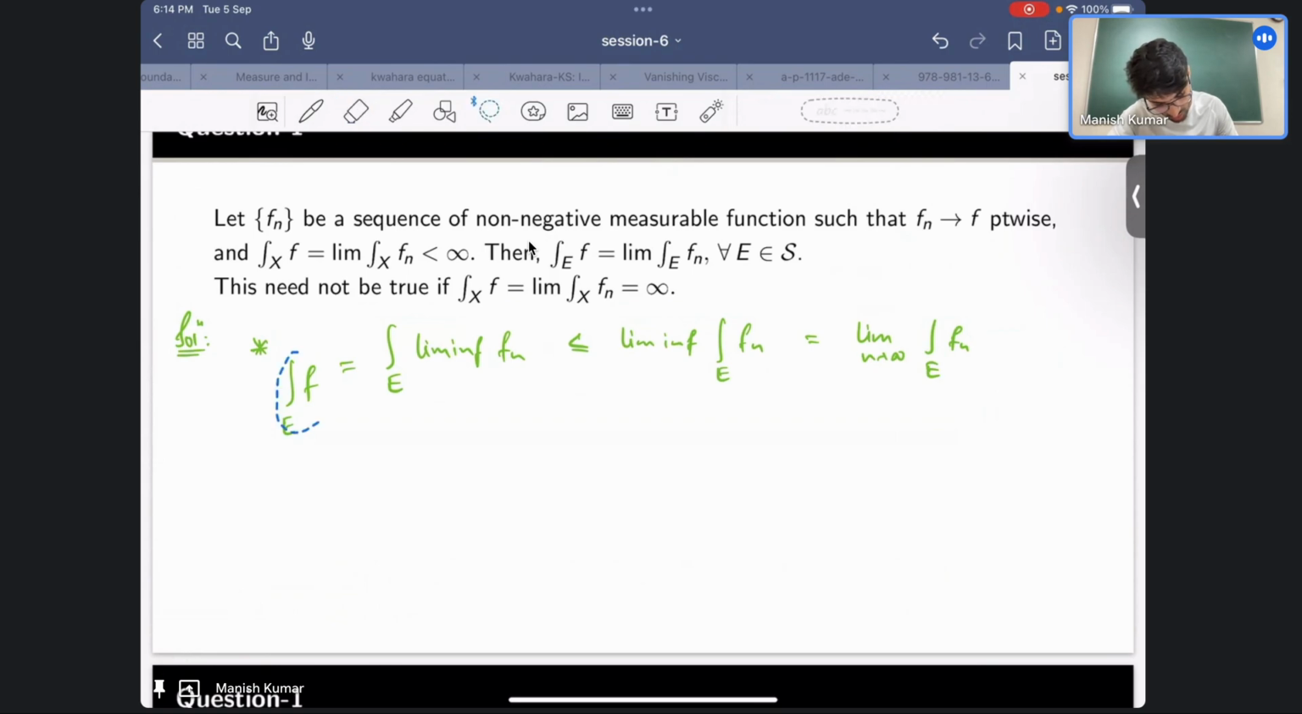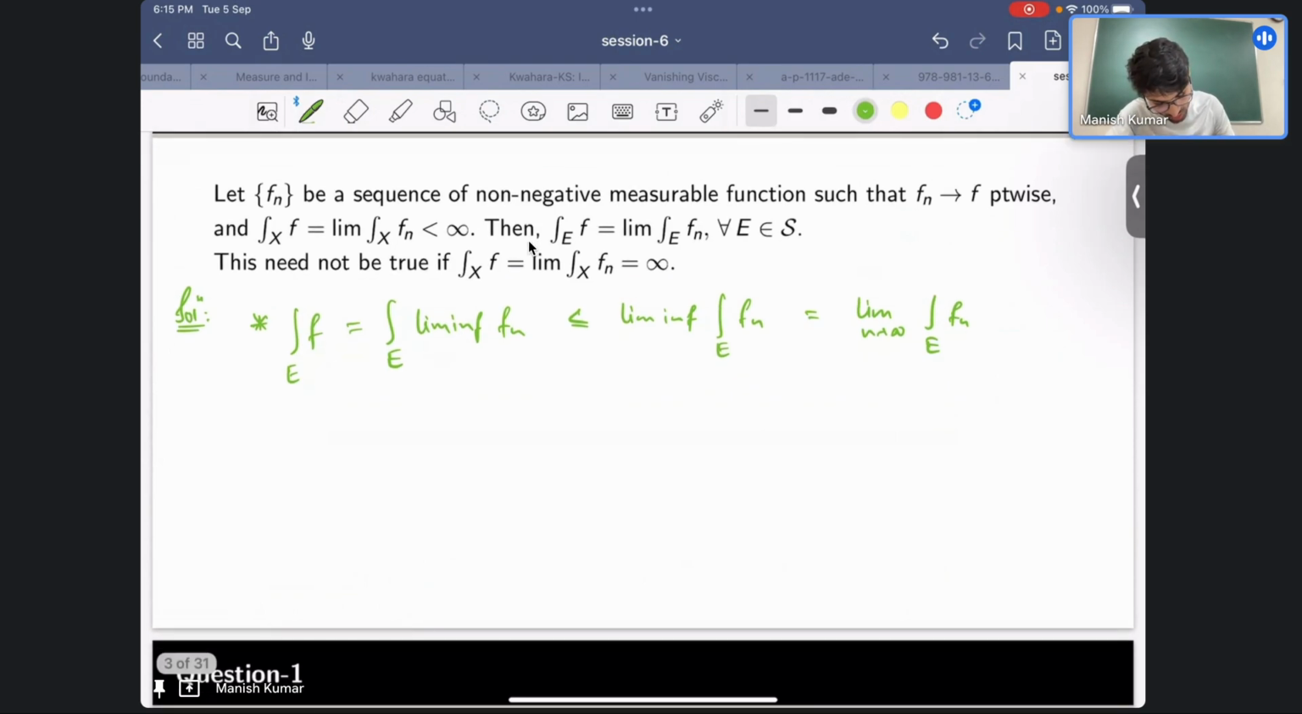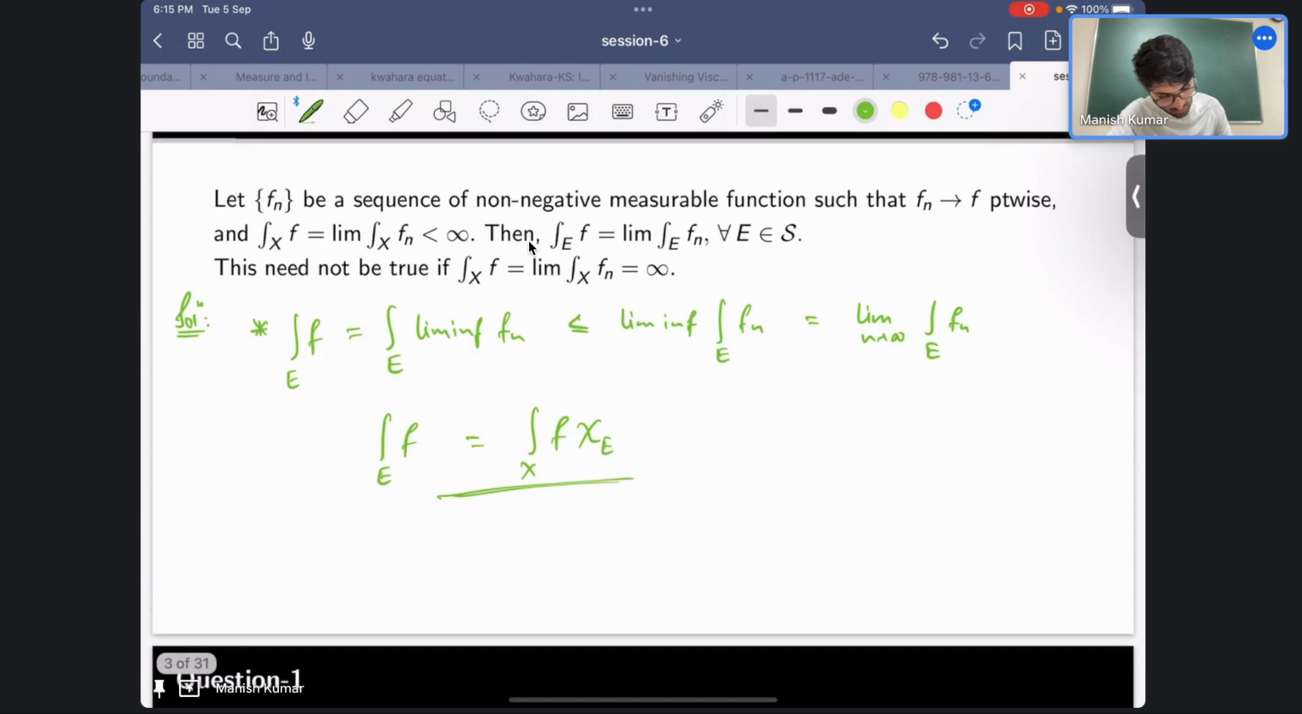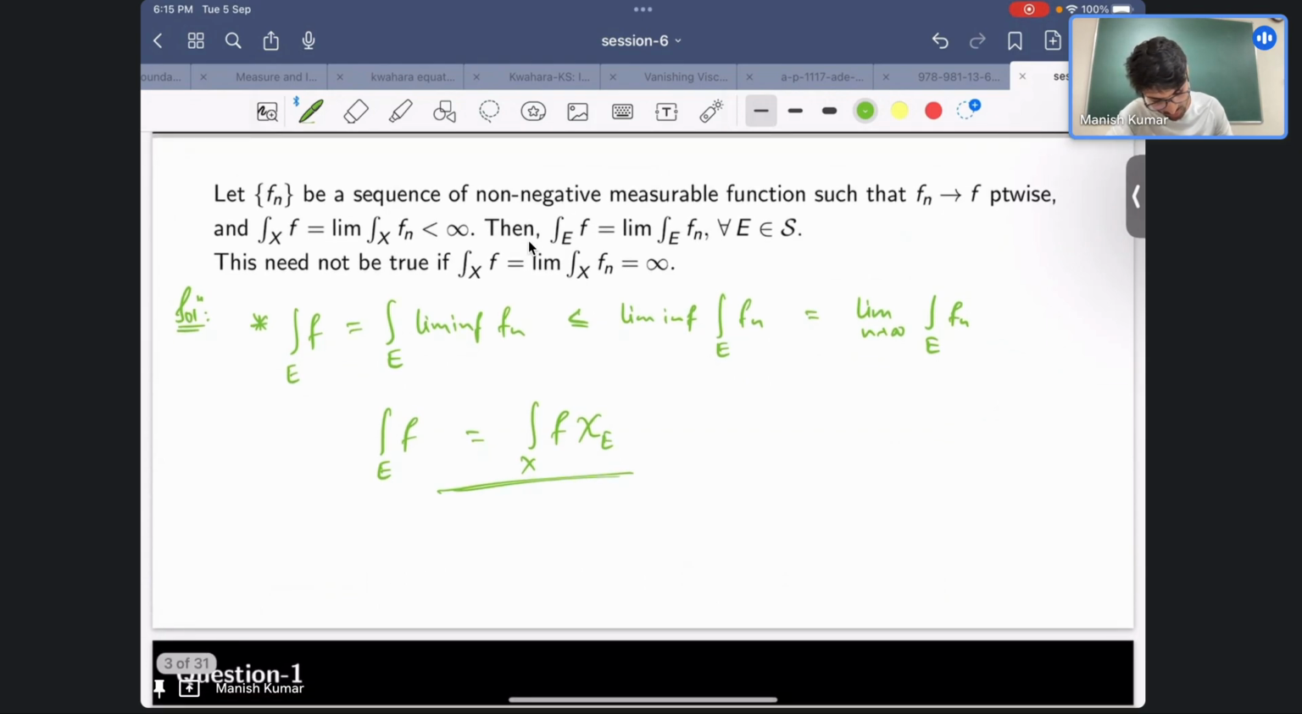So maybe I can put it here. Okay, so what you are saying is, I hope everyone understands, that f over e is nothing but f chi with e over x, right? This is what it means, that f over e. I hope this is clear to you, at least. So let us try to solve this.